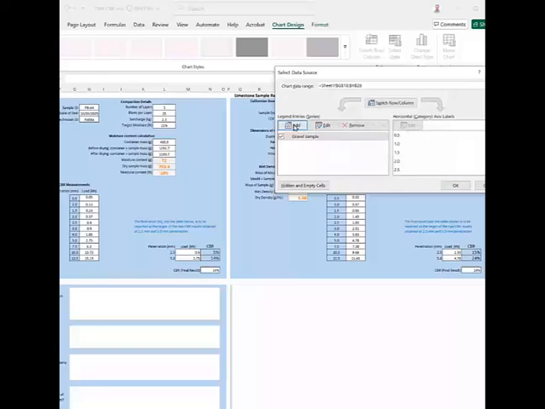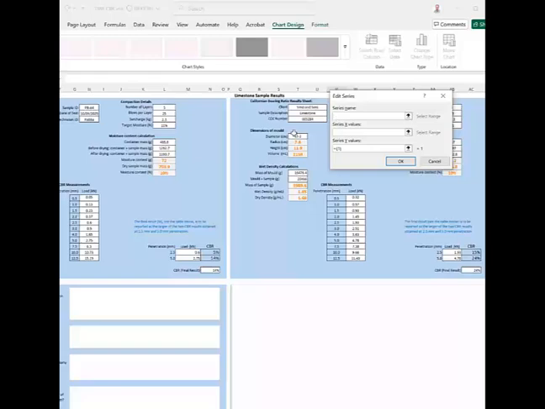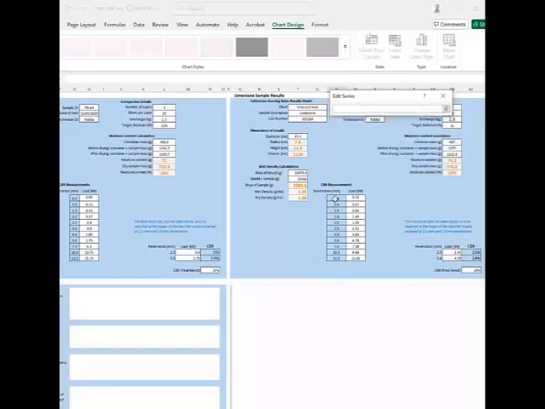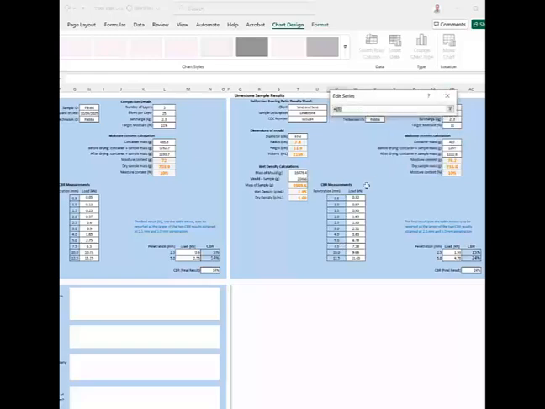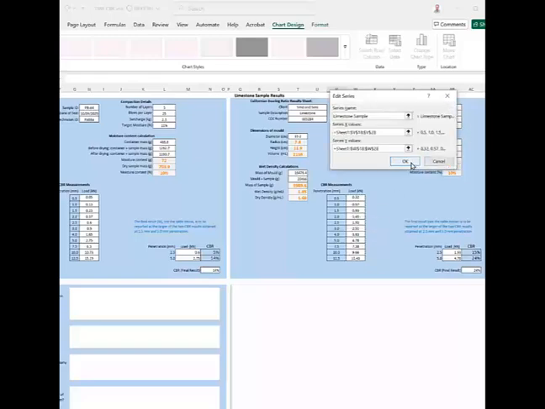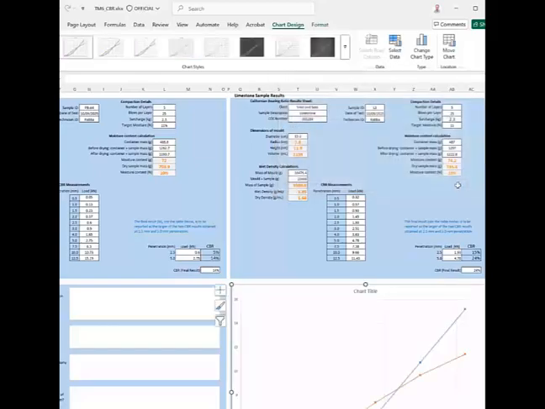Now add a second series, the limestone sample. It's the same range of X values, and then the load at various depths in kilonewtons. Finally, to label the chart in full.